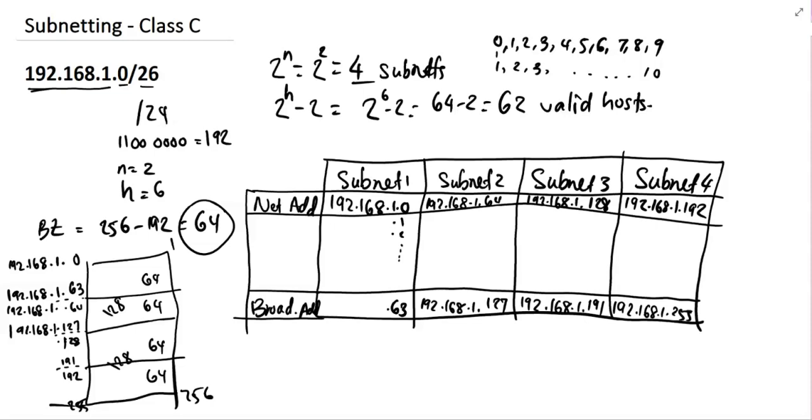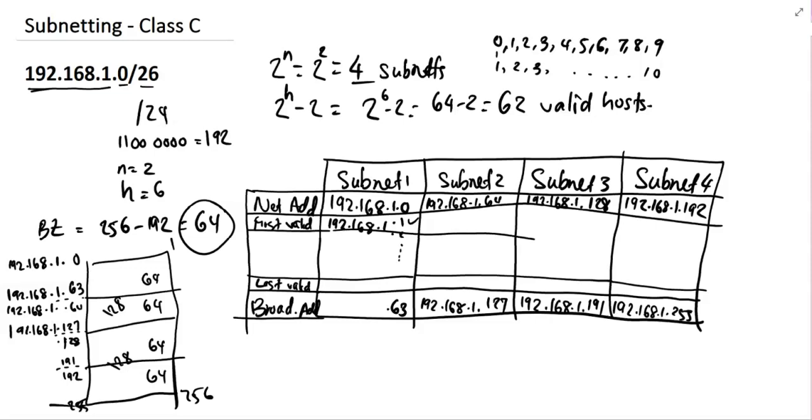Now, if I ask you, what is the first valid host on network 1? That's going to be after the 0, which is here. That's going to be 192.168.1.1. And if I ask you the last valid host, and this is the first valid host. If I ask you these questions, let's actually fill that as a table, and the rest you can do.